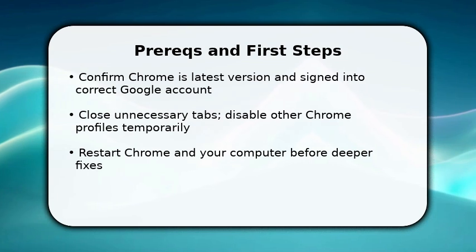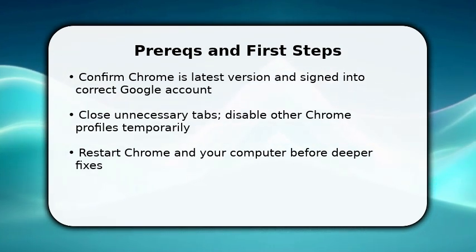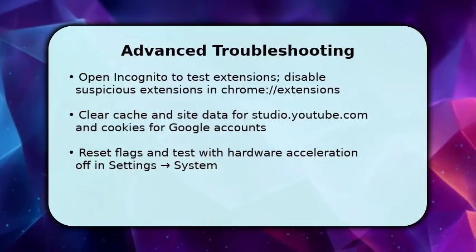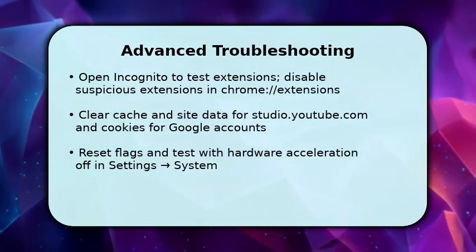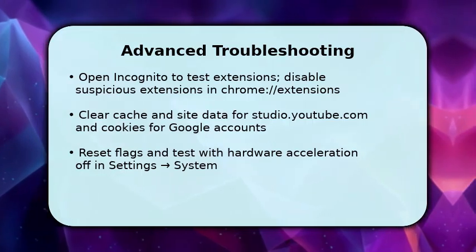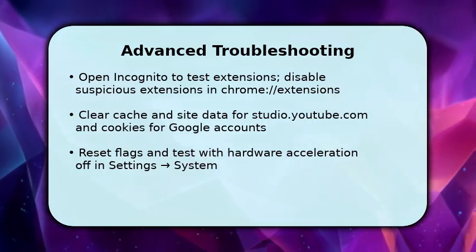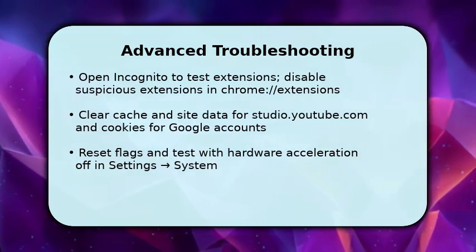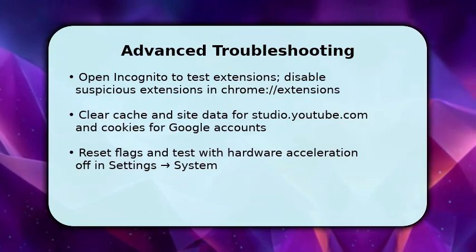If YouTube Studio still won't open, use an incognito window to check whether extensions are the culprit. If it works there, disable extensions selectively and retest. Make sure to clear cache and site data specifically for Studio.YouTube.com and remove related Google cookies so stale tokens aren't blocking authentication. Also, go to Chrome settings and disable hardware acceleration and reset any experimental Chrome flags.